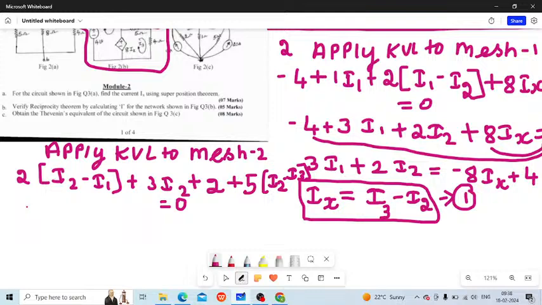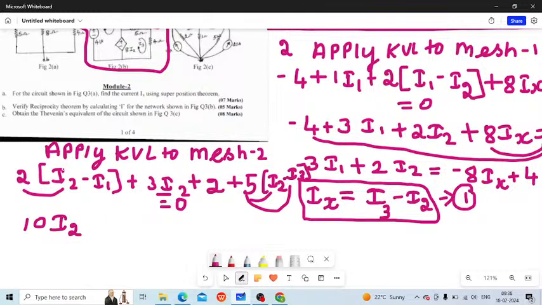Now it is 2I2 here, 3I2 here and 5I2 here. So 3 plus 5 is 8 and 8 plus 2 is 10. So we have positive 10I2. I'll just teach it to you in a simpler manner. And here it is the 5I3. No, 5 multiplied by minus I3 will be minus 5I3.